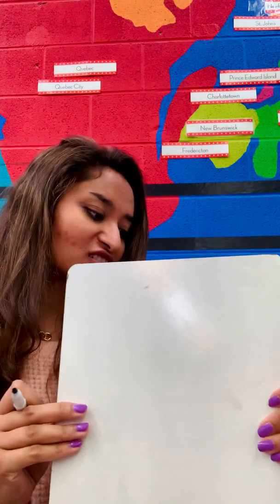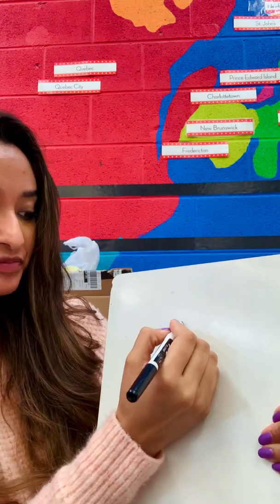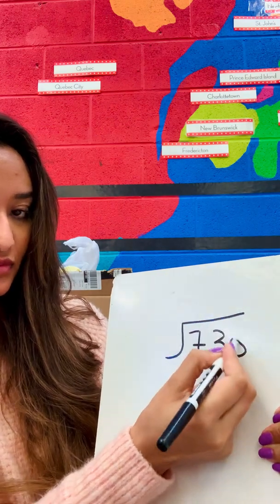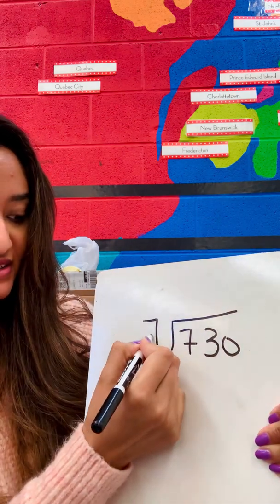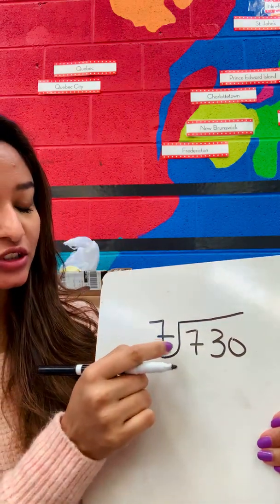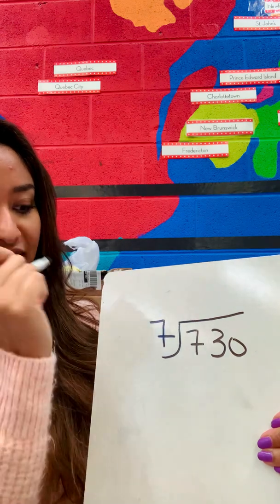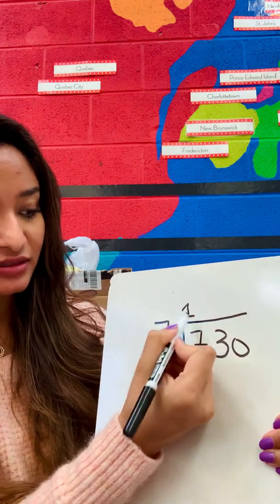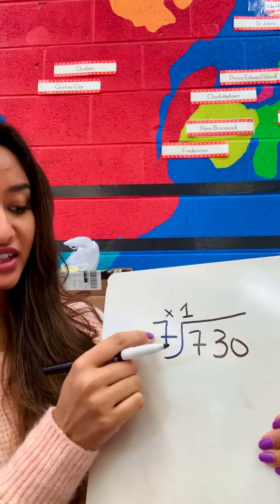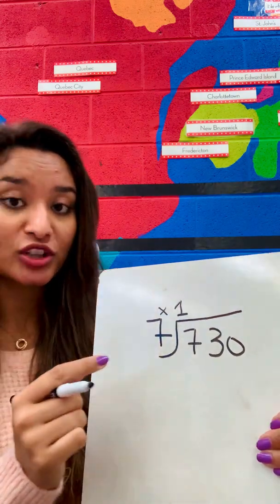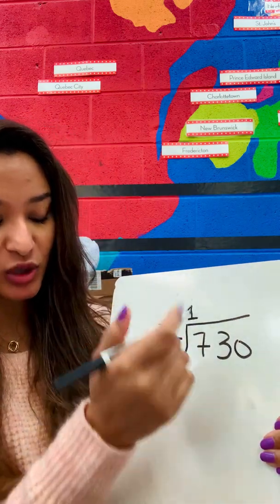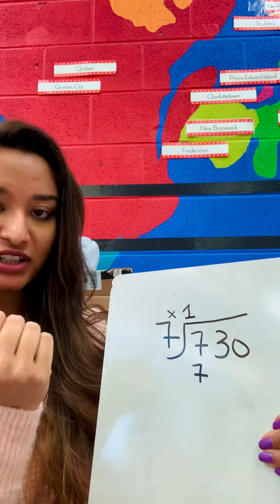Okay, so let's do D, which is 730 divided by 7. Okay, now how many 7s do I need to make 1 seven? I need 1 seven, right? So I have my whole number at the top. Then I need to write my multiple, which I get when I multiply these two numbers, right? So 7 times 1 gives me 7.